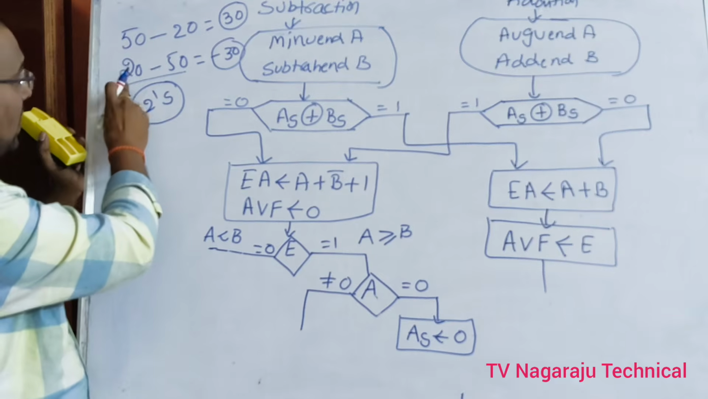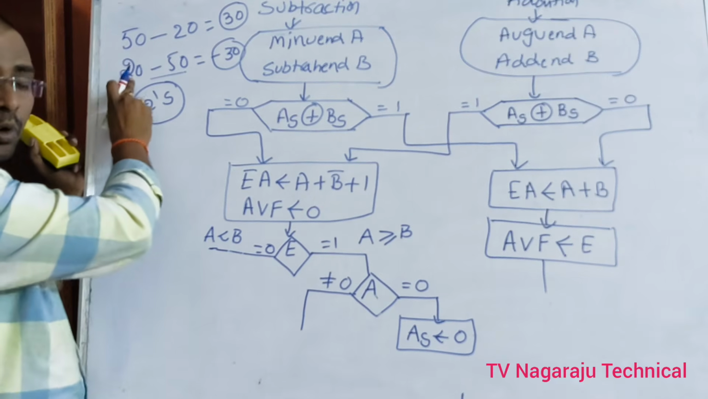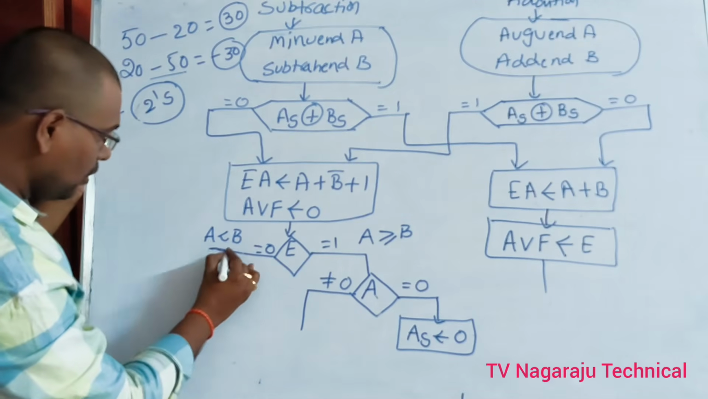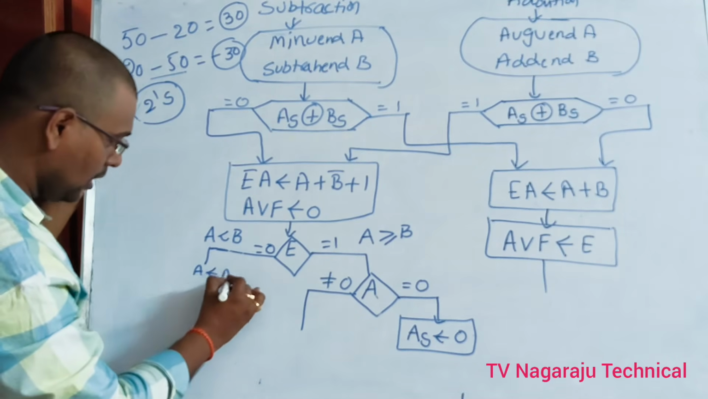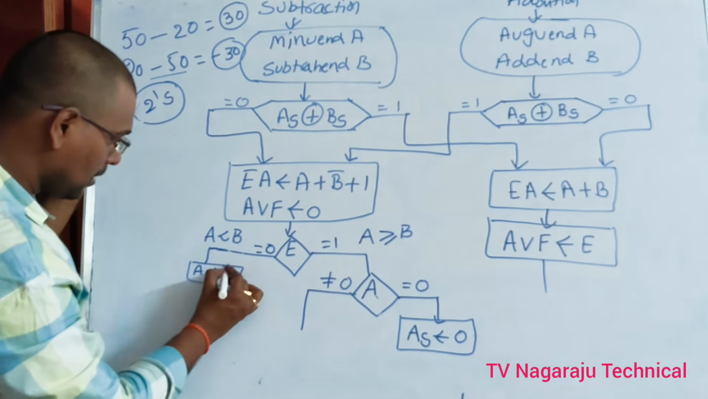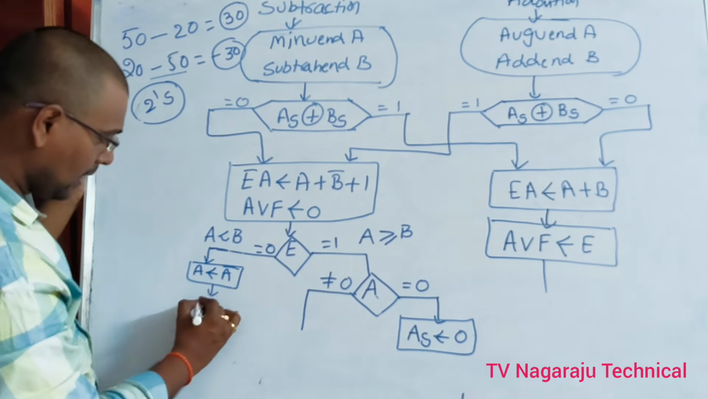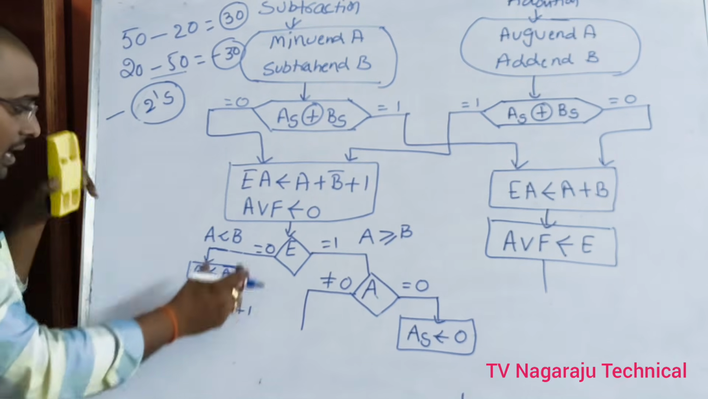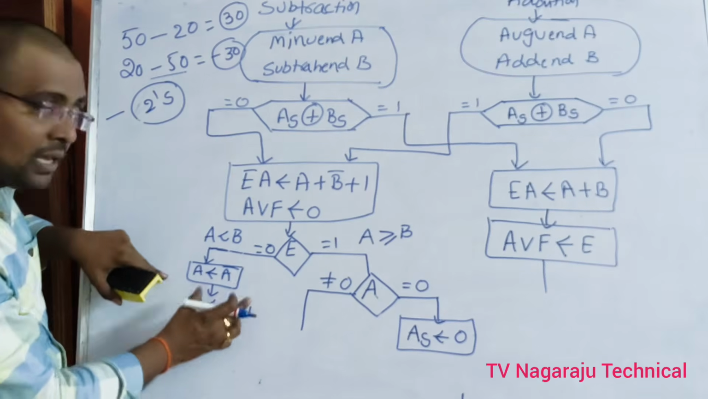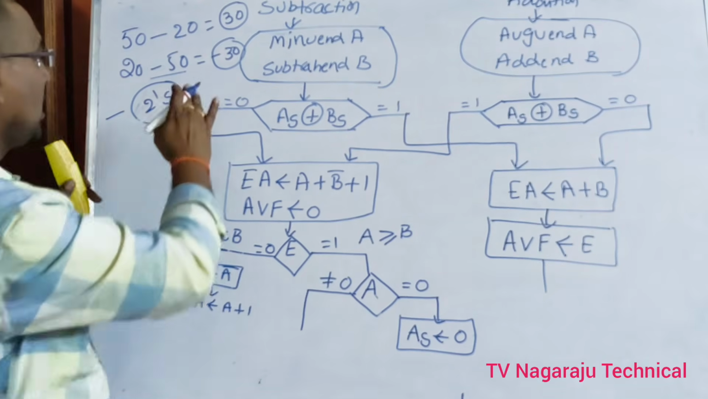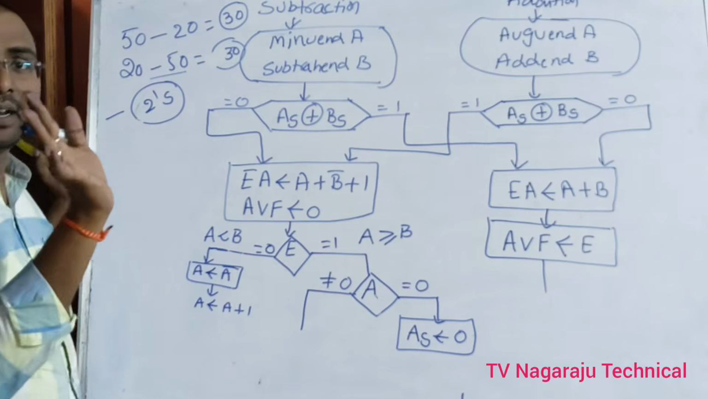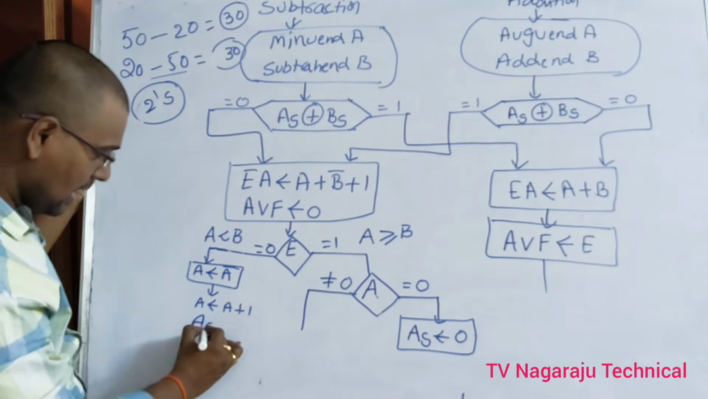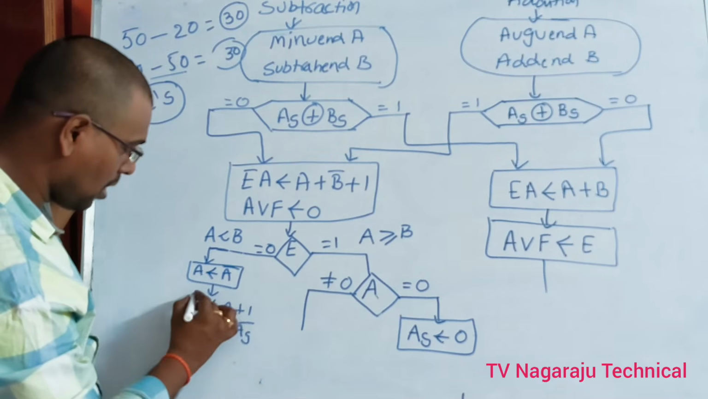Now what is the sign? The sign of A is positive. After this, the sign of the result is negative. So what I am doing here: first A tends to A bar. That is, I am taking A complement. Then A tends to A plus 1. By this, what happened? I am taking A as the result and taking the 2's complement of the result. That means I am getting the answer 30. After that, what do you need to change? Simply add the minus. That is, AS tends to AS bar.